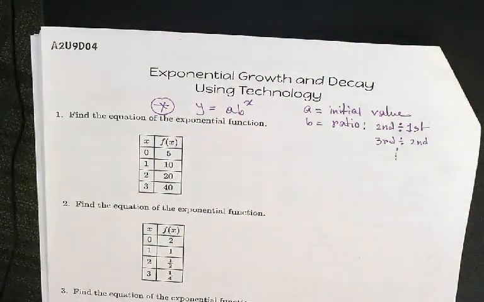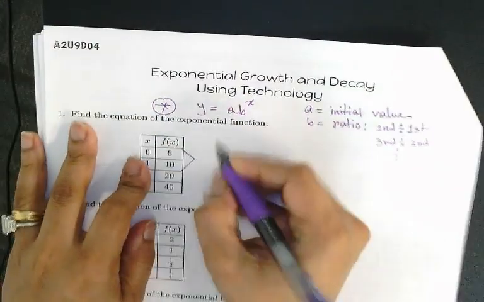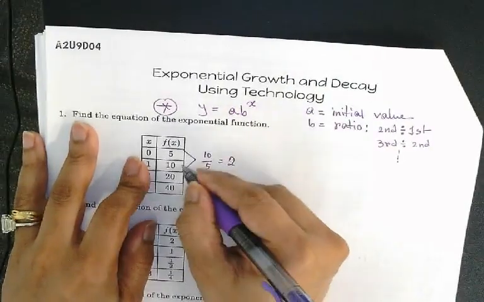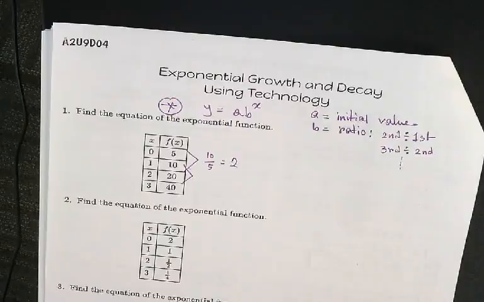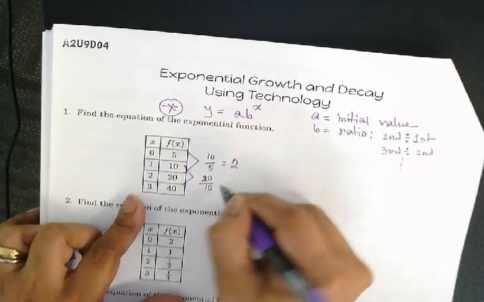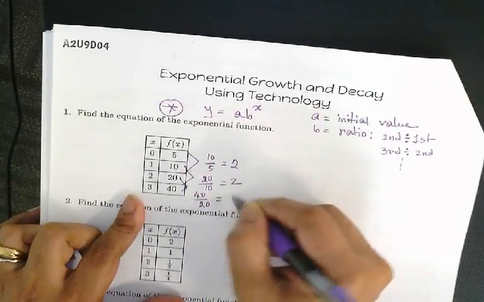All right, now let's look at number 1. So here, let's divide. 10 divided by 5 is going to be 2. Again, you have to check each one of them. Sometimes it happens if there are 8 values given for you, 7 of them are matching, the last one is not. So you need to check each one of them. Every ratio has to be exactly the same. If one of them is not matching, it cannot be an exponential function. Now this one, 20 divided by 10 is going to be 2 again. 40 divided by 20, it's going to be 2 again.